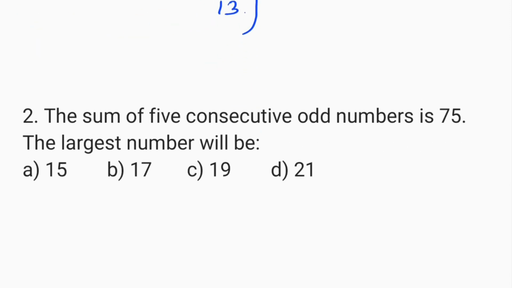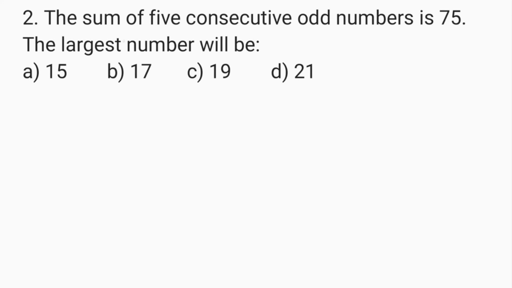Okay. Now, question number 2. The sum of 5 consecutive odd numbers is 75. Now, in this case, we have consecutive odd numbers. What are consecutive odd numbers? Like 1, 3, 5, 7, 9. These are consecutive odd numbers. Since we are talking about 5 consecutive odd numbers, divide this number by 5.